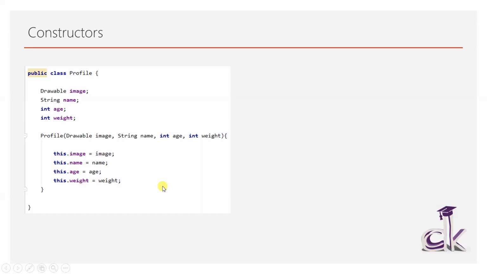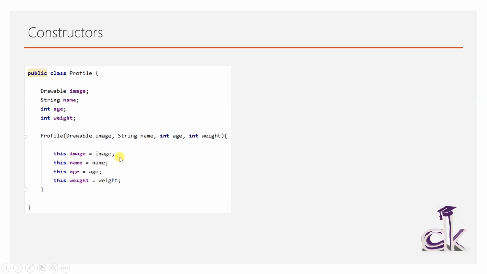And the way you create a constructor is you take in the name of the class. So since it is Profile here, I say Profile, and then based on the variables that I need to initialize, I just pass them as parameters. So here the image, name, age, and weight, and inside this particular function you initialize the variables.